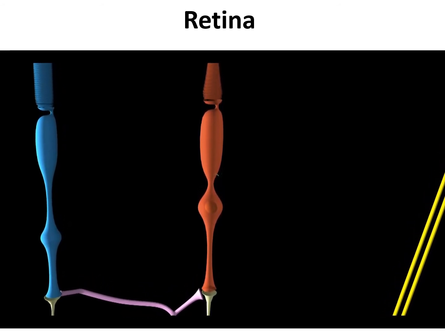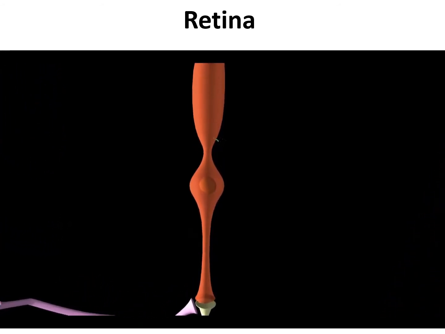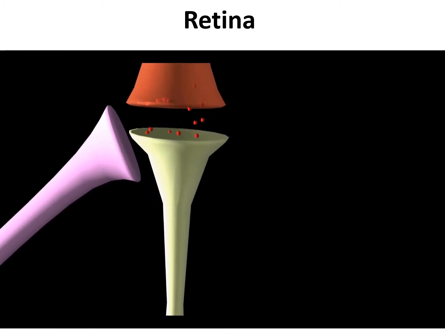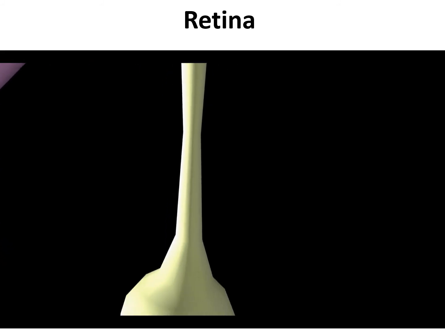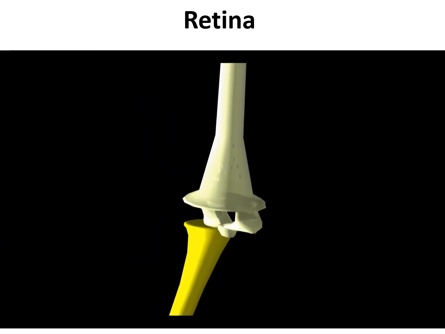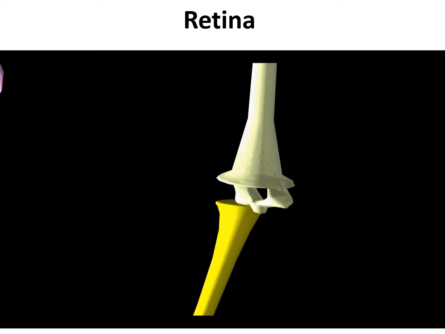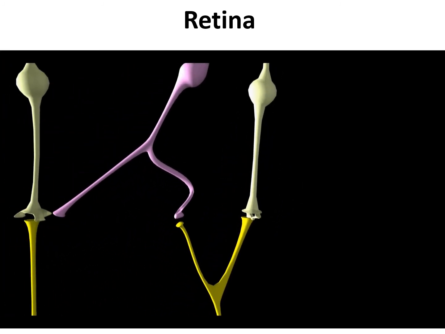While depolarized, these cells release the neurotransmitter glutamate, which inhibits the release of neurotransmitter by the next cell in the chain, the bipolar neuron, to the ganglionic cells, preventing the ganglionic cell from sending an action potential to the cerebral cortex.